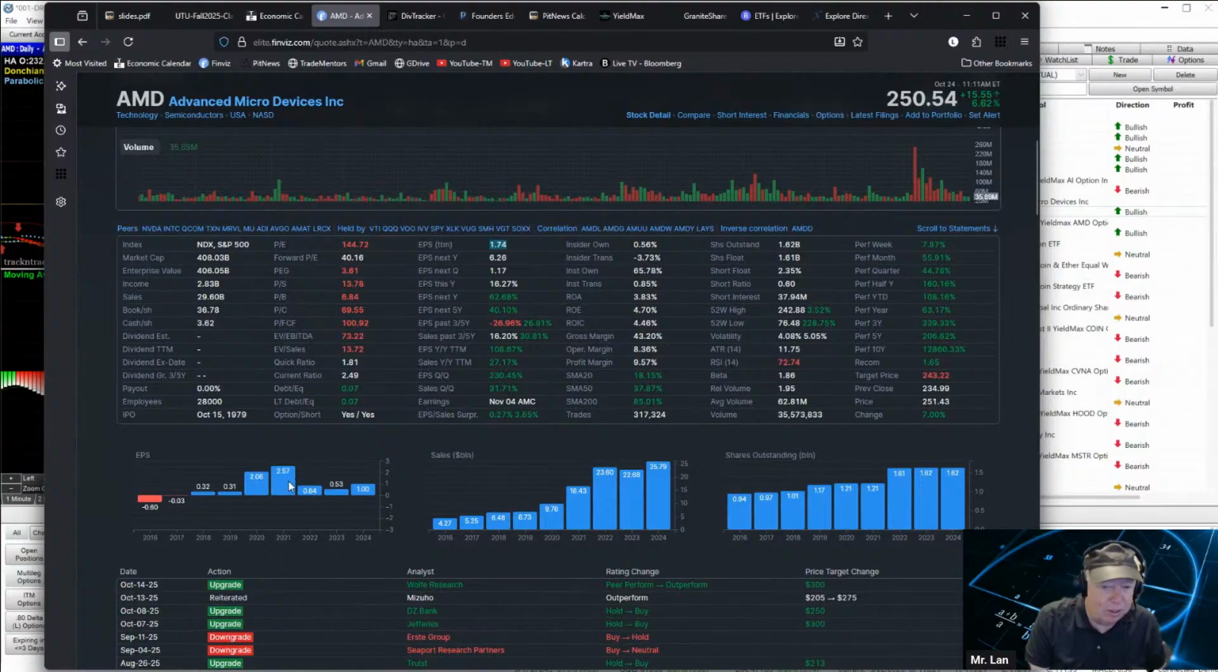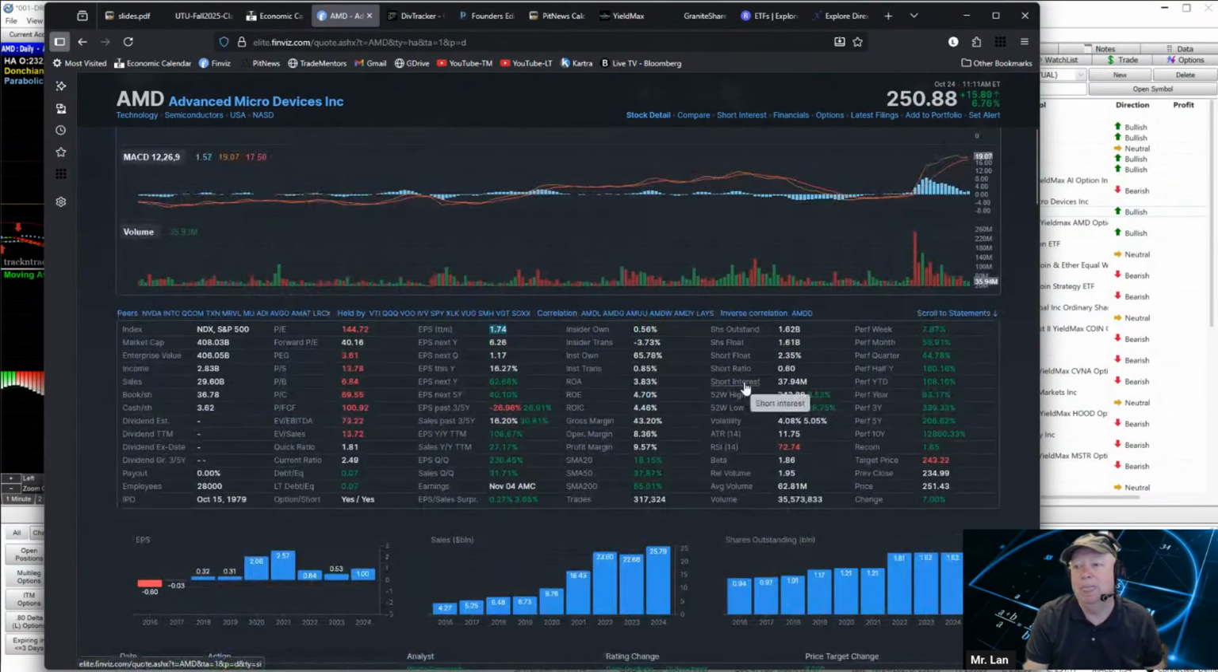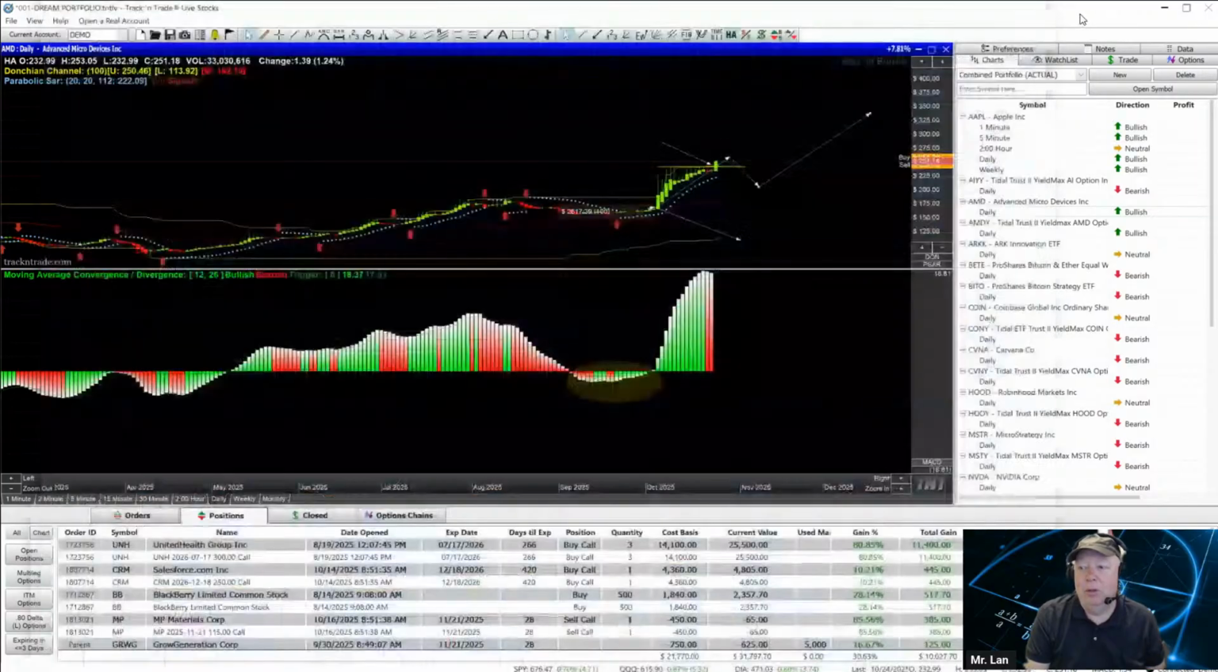You can come in here and you can see your mathematical models down in here, and away you go. That's the way it works. So we're happy with AMD.